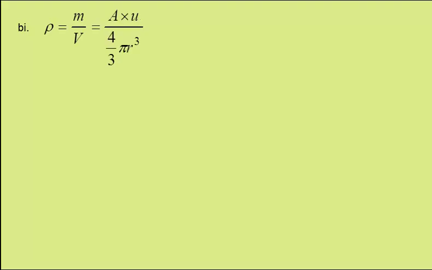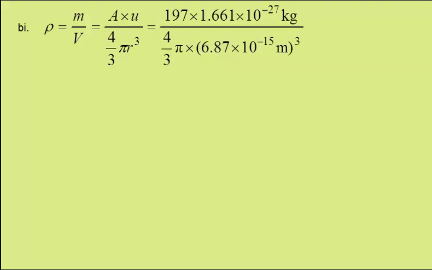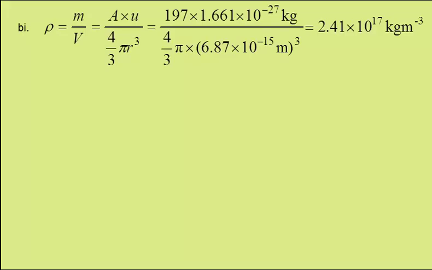The mass is the number of nucleons multiplied by the atomic mass unit u. The volume is 4/3 pi r cubed. Putting in all the values, we get a density of 2.41 times 10 to the 17 kilograms per cubic meter, which is around 2.4 times 10 to the 17 as required.